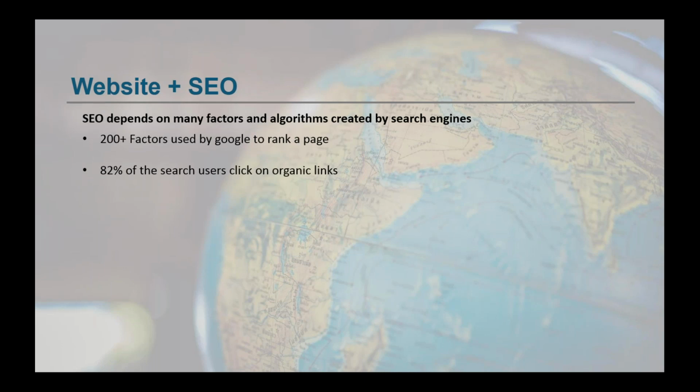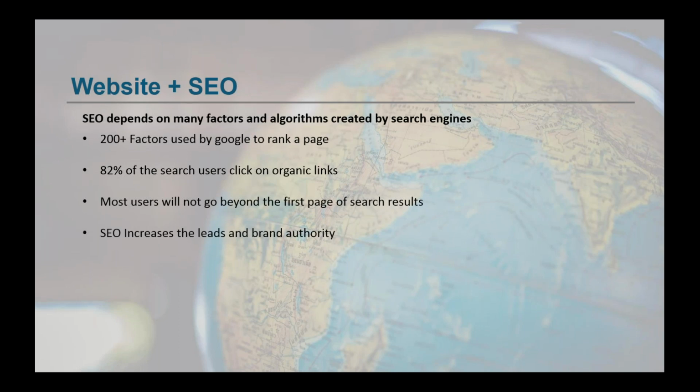82% of search users click on organic links. Those are ones that are not targeted by ads. And most users will not go beyond the first page of search results, like I stated. And SEO can increase the leads and brand authority, but it does take a lot of time and effort. Again, there's 200 factors used by Google to rank a page. So it's not just like I want to be good at SEO, turn on SEO on my website. There's quite a bit of grunt work that goes into it.